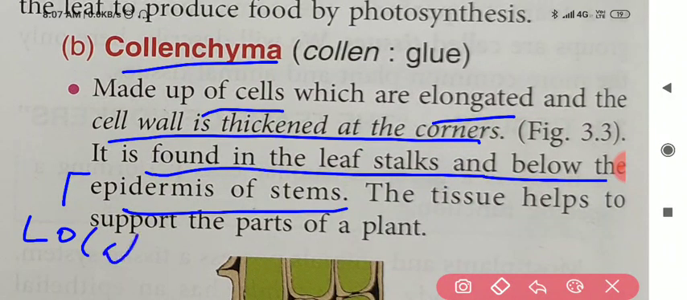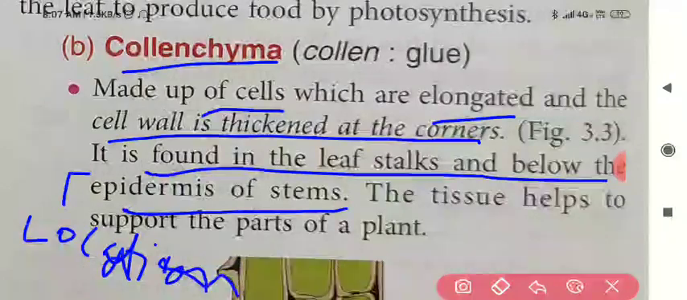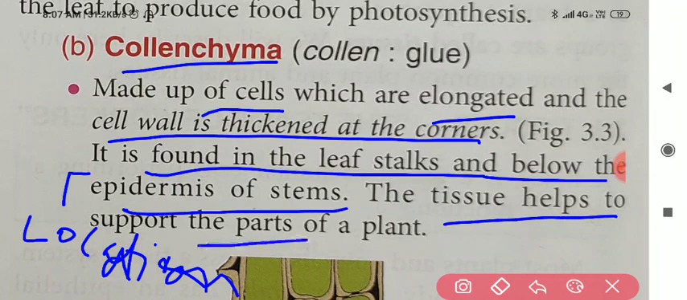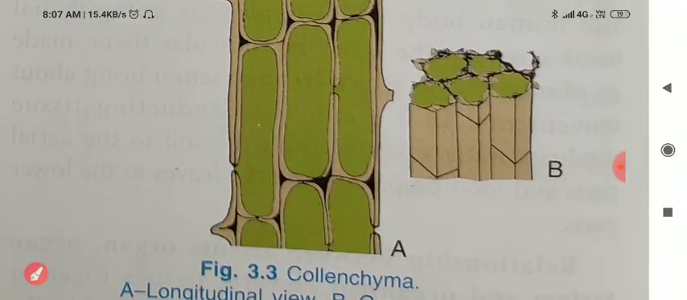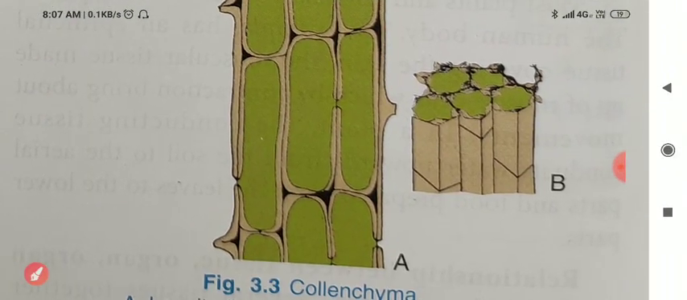This is the location. So, this point you must write in the location of collenchyma: found in the leaf stalk and below the epidermis of stem. The tissue helps to support the parts of plant. Clear? This is the diagram of collenchyma.